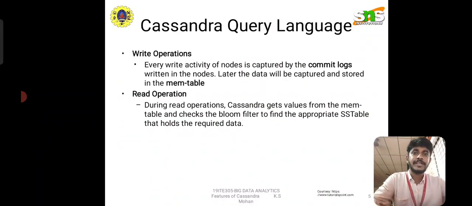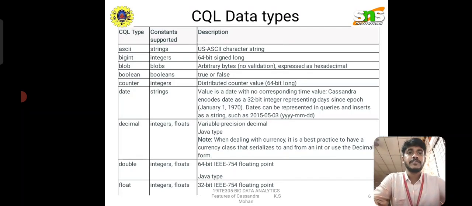Cassandra has a query language for write operations and read operations, and for how the commit log, memtable and read operations work, which can be expressed in the Cassandra Query Language. Then there are some data types. We all know the basic data types used in the C program. Similarly, the Cassandra Query Language has certain data types: ASCII, bigint, blob, boolean, counter, date, decimal, double, float. These are the CQL data types, given with their constant support and descriptions.